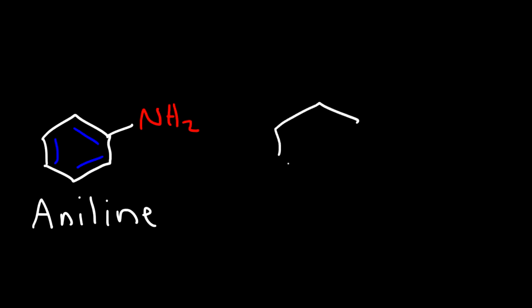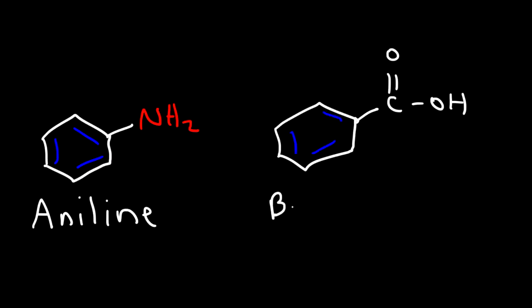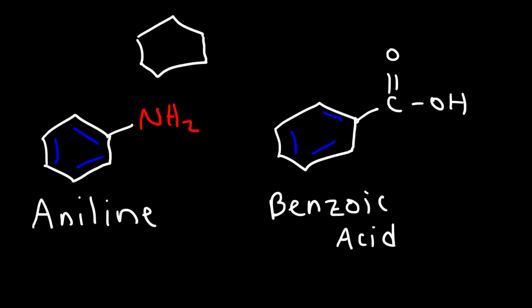Now this one I'm sure you've seen before. Let's say we have a benzene ring with a carboxylic acid. So this is called benzoic acid. Now sometimes you may see it like this too. So you may see the COOH group. And so it's the same. This is also benzoic acid.